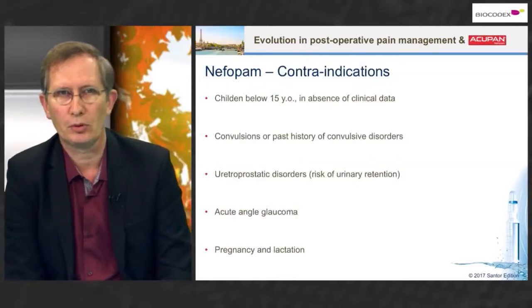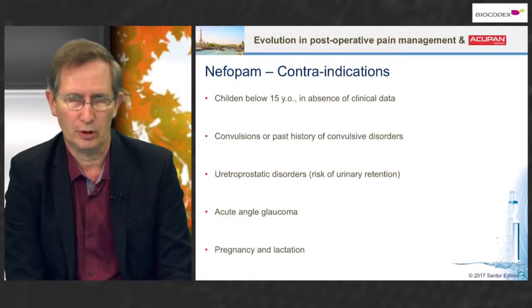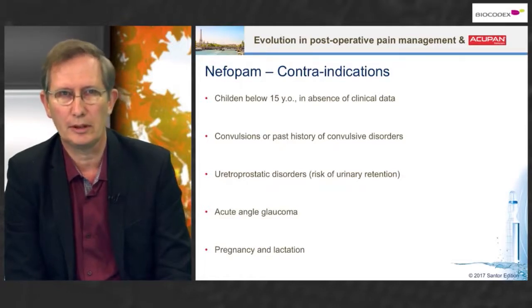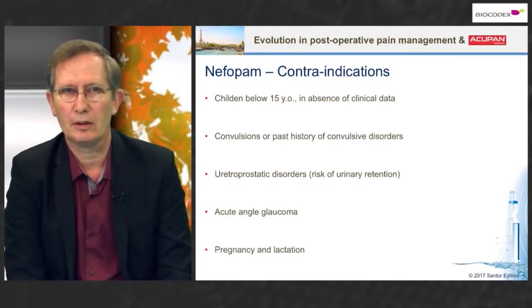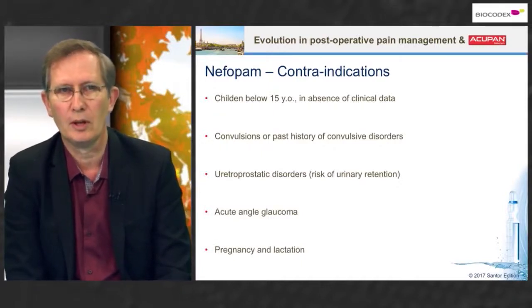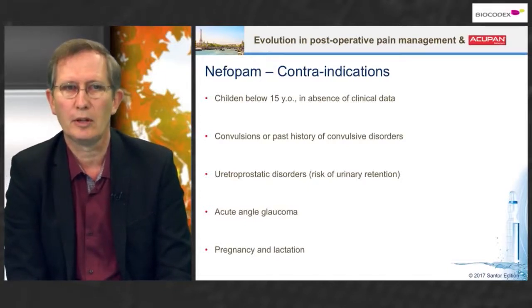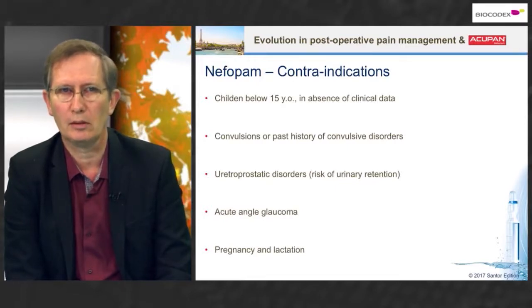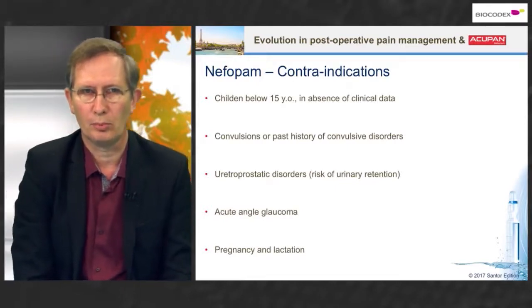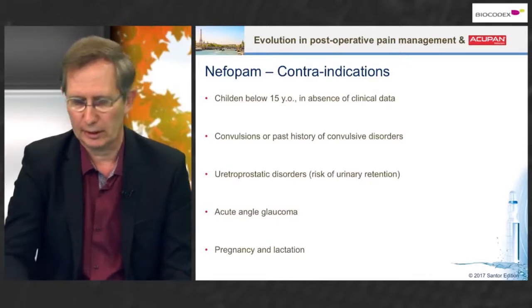There is, of course, contraindication. People have to know about it also. It's not allowed in children due to absence of clinical data. It's not allowed in case of a recent convulsion or past history of convulsive disorder. It's not allowed in case of urethroprostatic disorder with the risk of urinary retention. There's the problem of acute angle glaucoma and also pregnancy and lactation due also to limited clinical data.